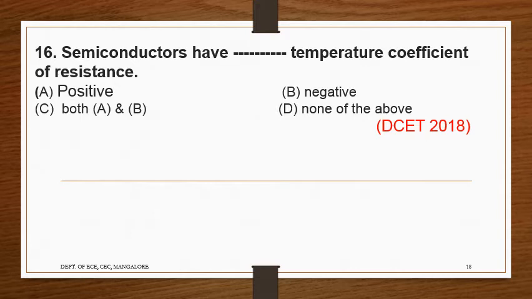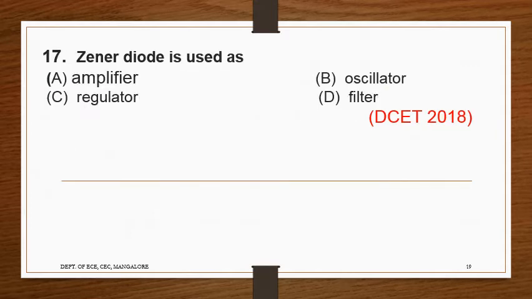Semiconductors have dash temperature coefficient of resistance. We have covered it. Inadvertently it is repeated. The answer is negative. Zener diode is used as A amplifier, B oscillator, C regulator, D filter. The answer is C regulator.